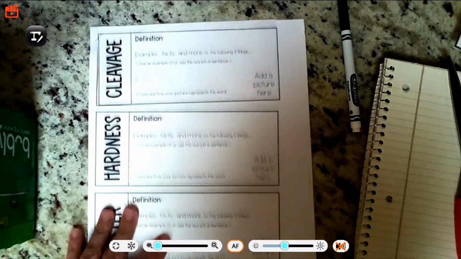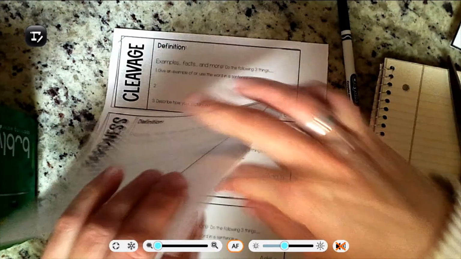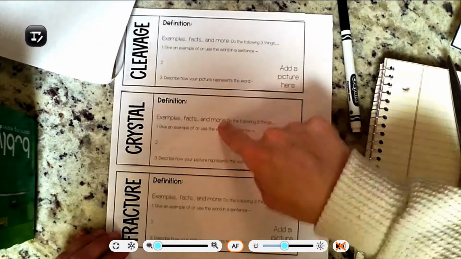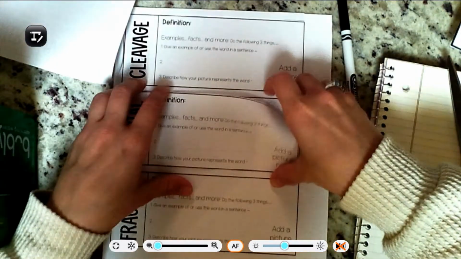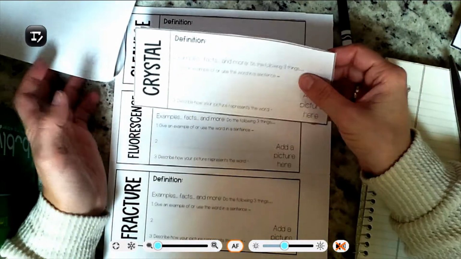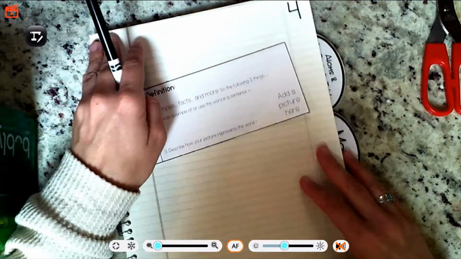And then on the second page of your vocab, it's in regular order, we need the word crystal. So there's cleavage, crystal, and fracture. We want crystal, and we're going to start with that. So pause the video and get those trimmed, cut out.